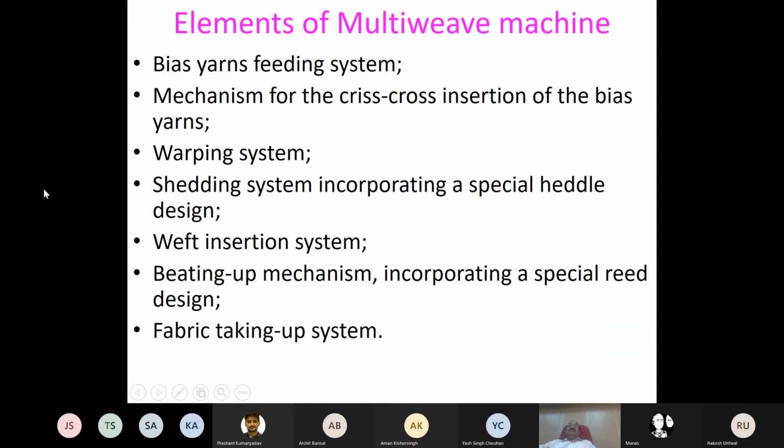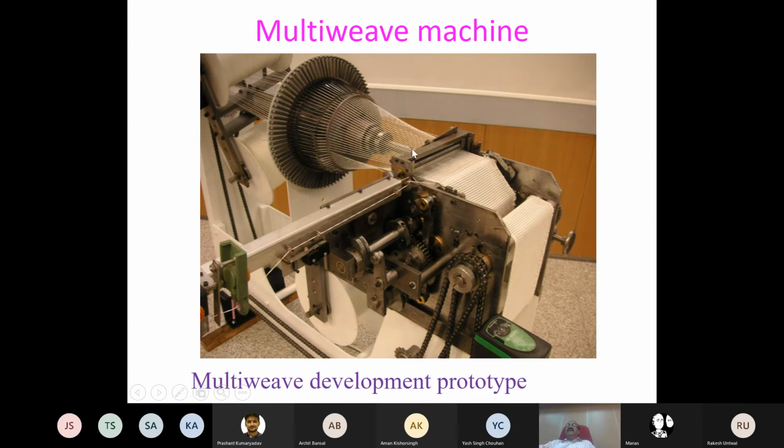And there is a working system. Shedding system incorporates special heddle design. Heddle means heel. So this is a heel design basically, special heel design.